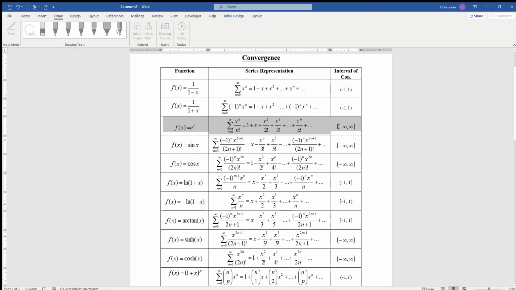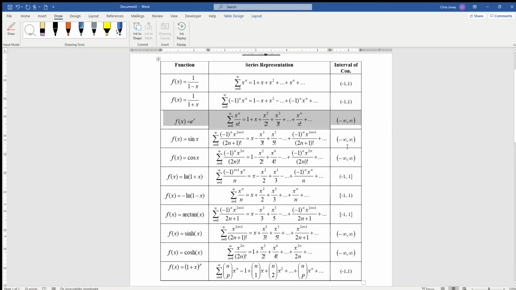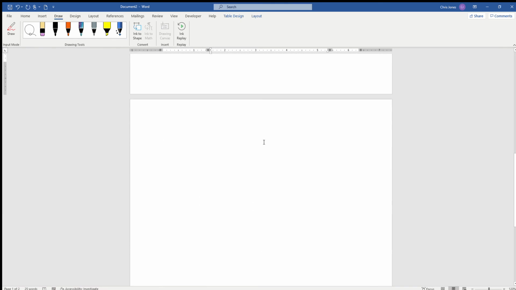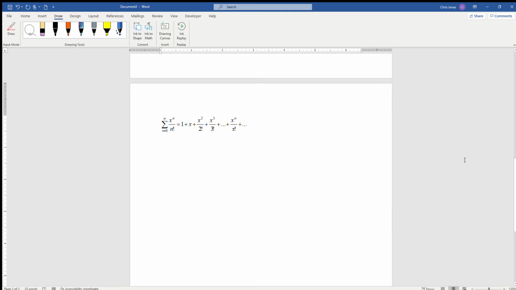So I'm going to pick on this e to the x, and I'm just going to drop it down real quick just to remind you guys of stuff from Calc 2. So here's our power series for e to the x. And let's say for some reason you wanted to find the interval of convergence.